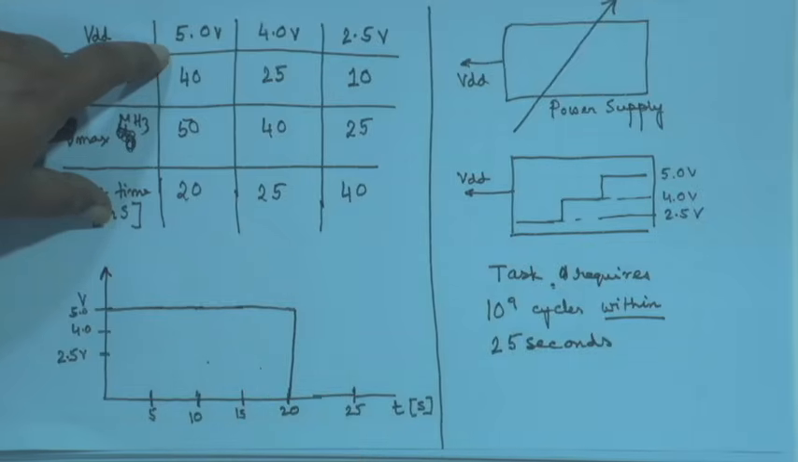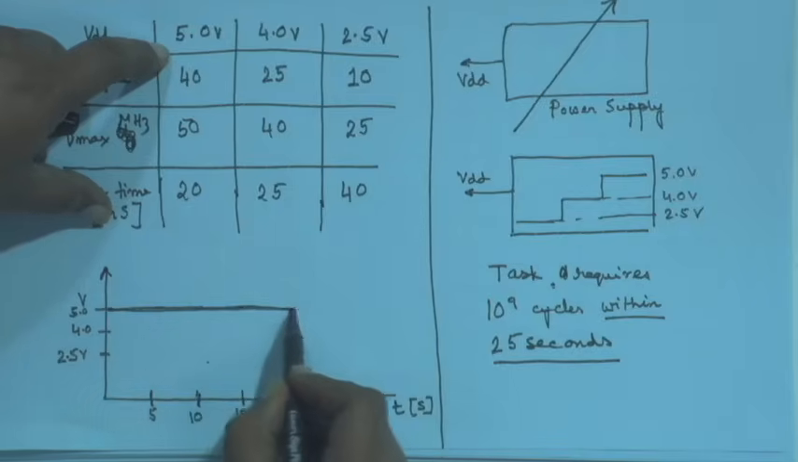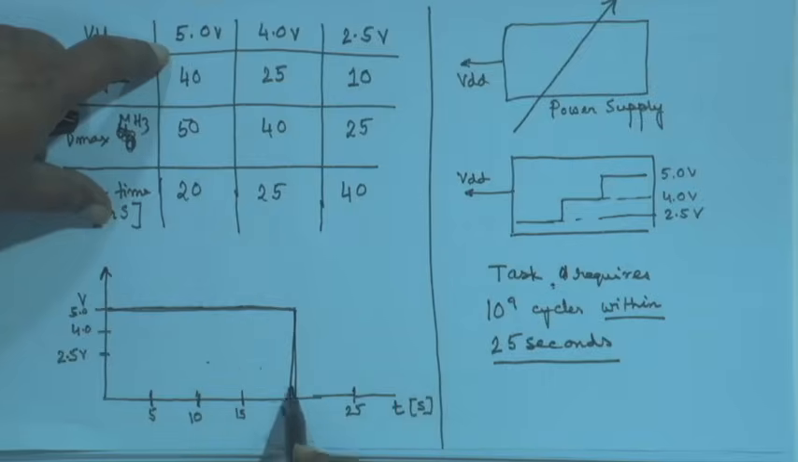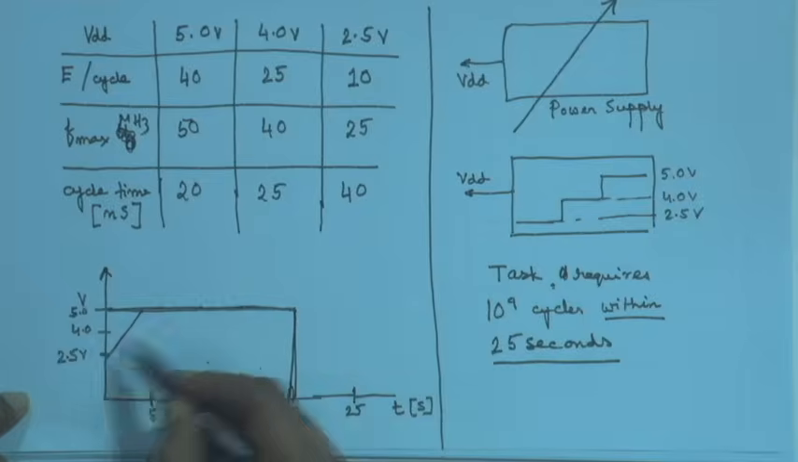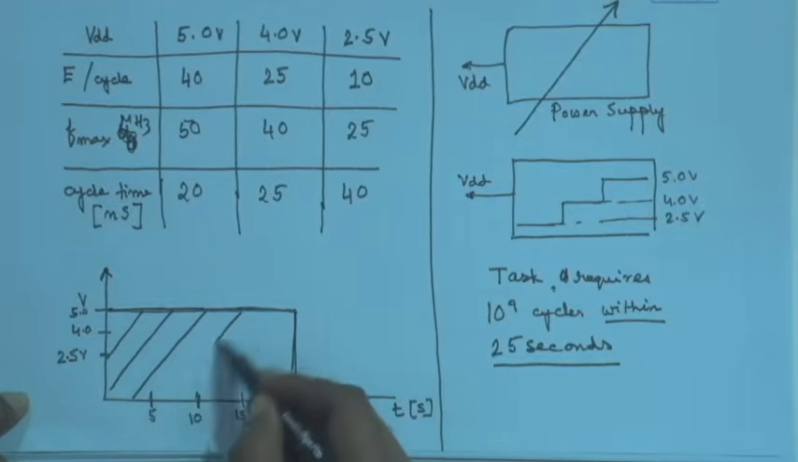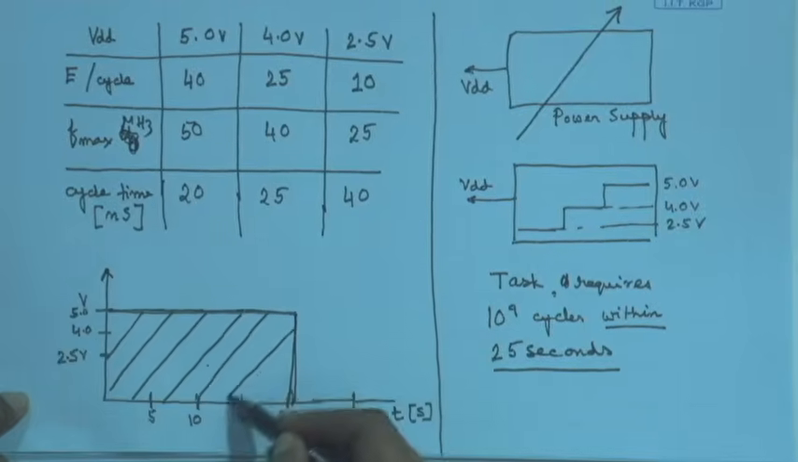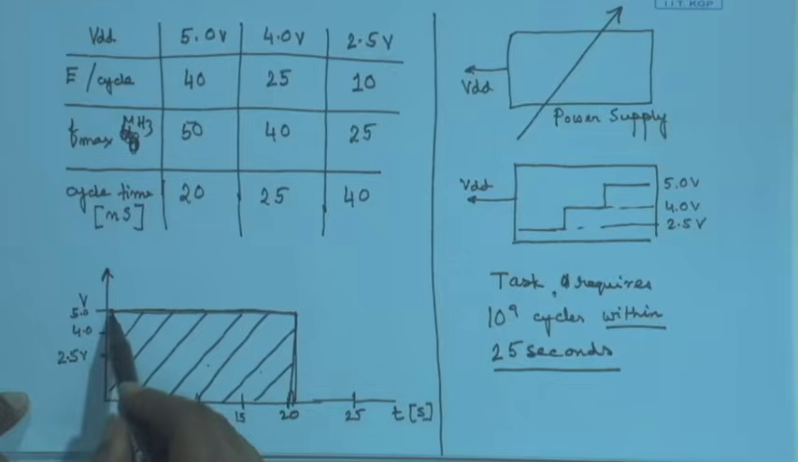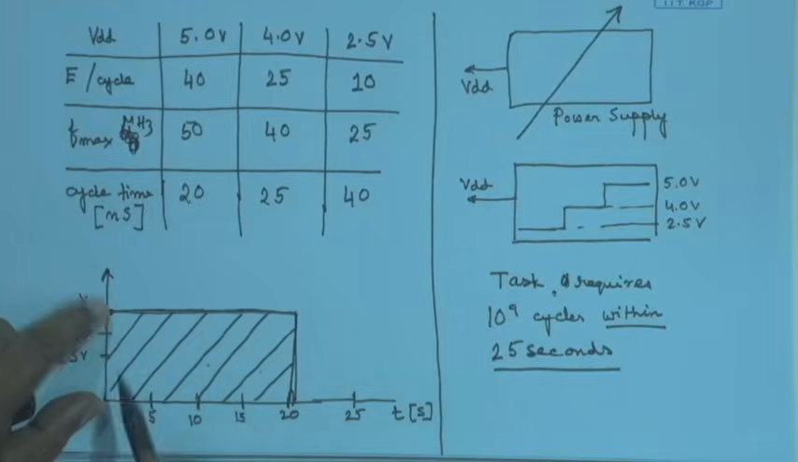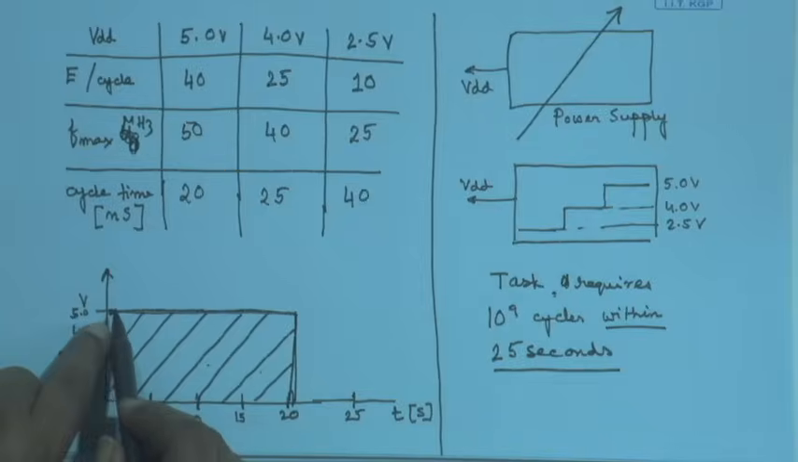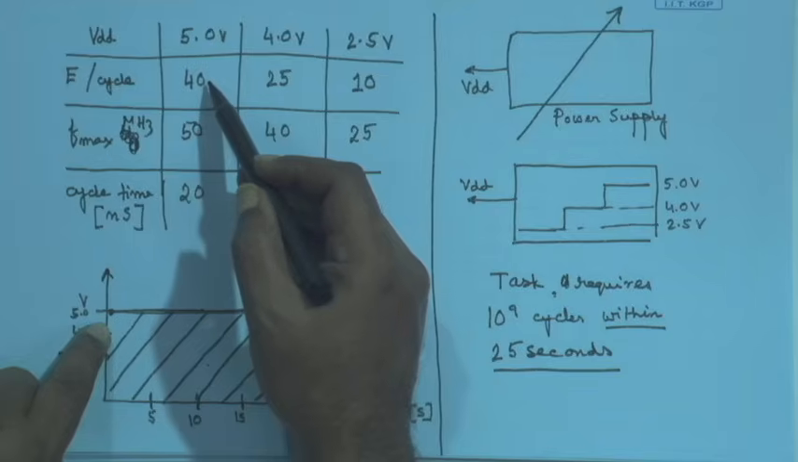right, although my deadline was 25 seconds. So, I have run it at 5 volt and I could finish it within this time. So, the energy consumed I will be getting from here. The energy consumed will come not from this, this is the task area. VDD taken 5 volt, I will compute some energy here. How much will that be?